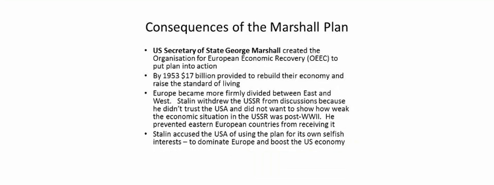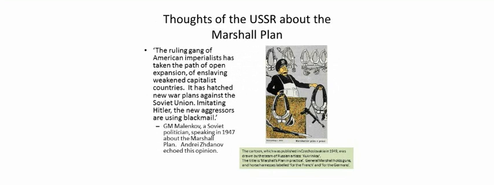The United States did use the Marshall Plan to gain control and influence over Western Europe and to dominate it, really. It also helped boost the United States economy because it indebted these countries to the United States, who paid back the money with interest. And also they have to buy American stuff. Of course. So what did the USSR think? He called the ruling gang of American imperialists has taken the path of open expansion, of enslaving weakened capitalist countries. It has hatched new war plans against the Soviet Union. Imitating Hitler, the new aggressors are using blackmail.